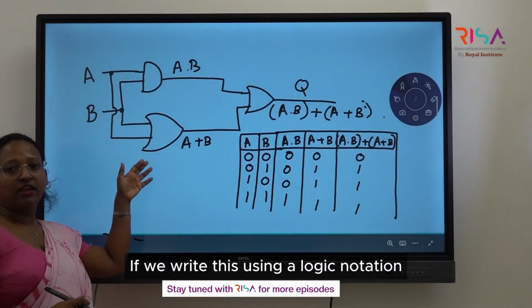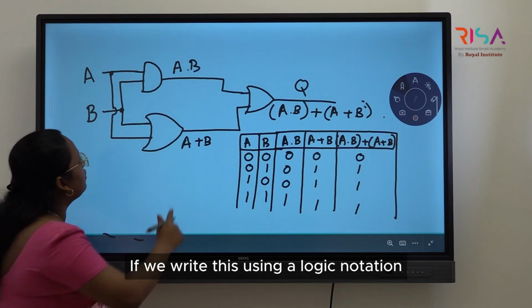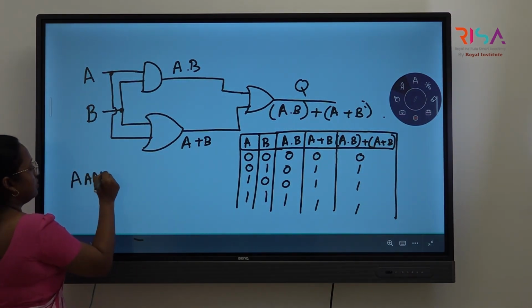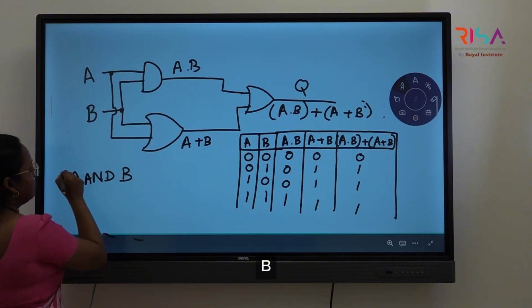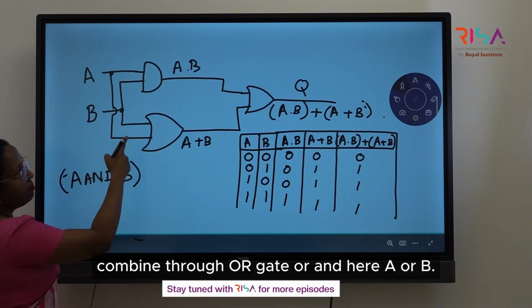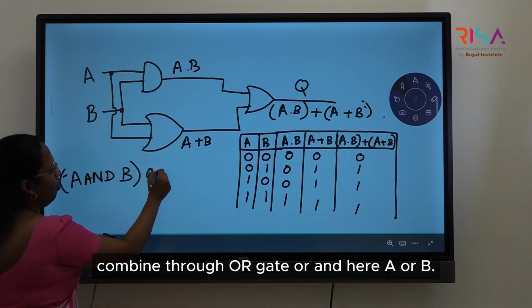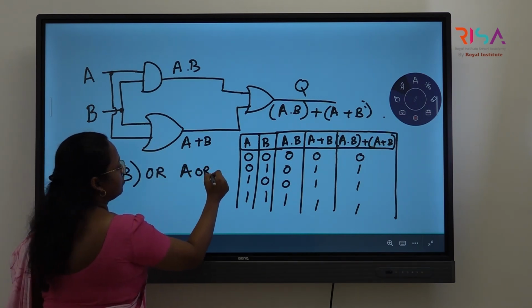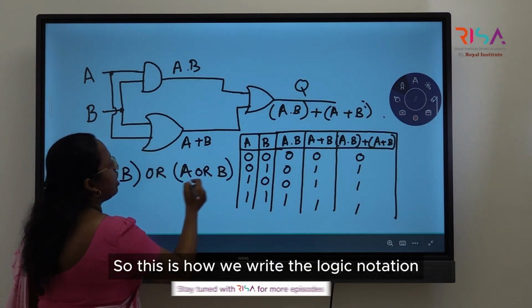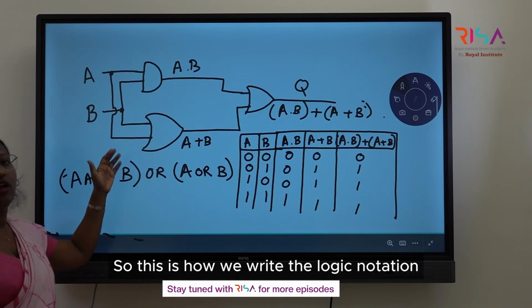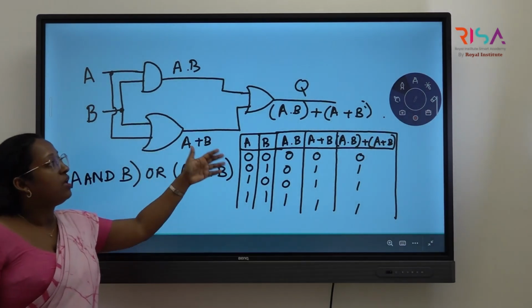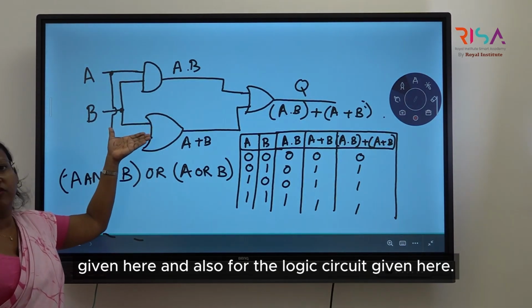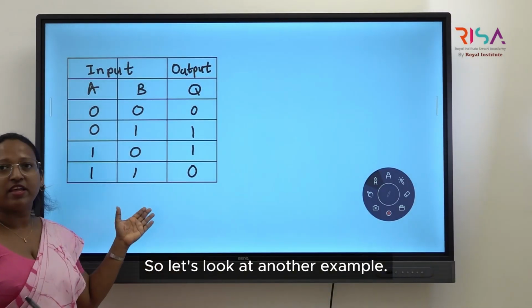So if you write this again using a logic notation, it would be A AND B, combined through an OR gate, OR, and here A OR B. So this is how we write the logic notation for the truth table given here, and also for the logic circuit given here. So let's look at another example.